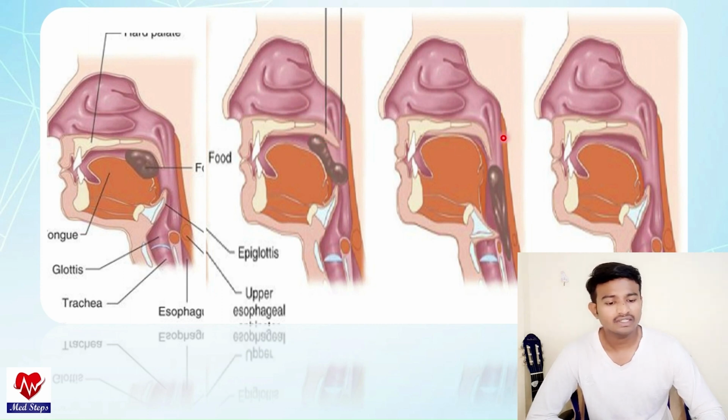In the third picture, the food passes from the oropharynx to the laryngopharynx. If you see this laryngopharynx, you will get one structure. This structure we call the epiglottis.